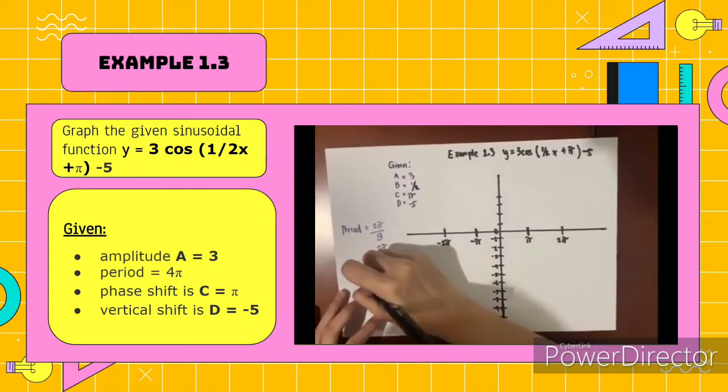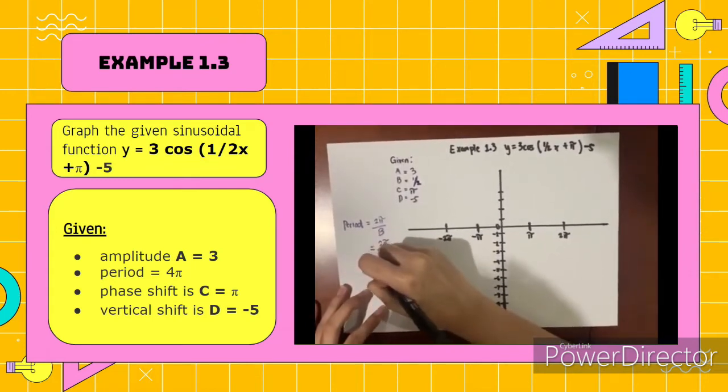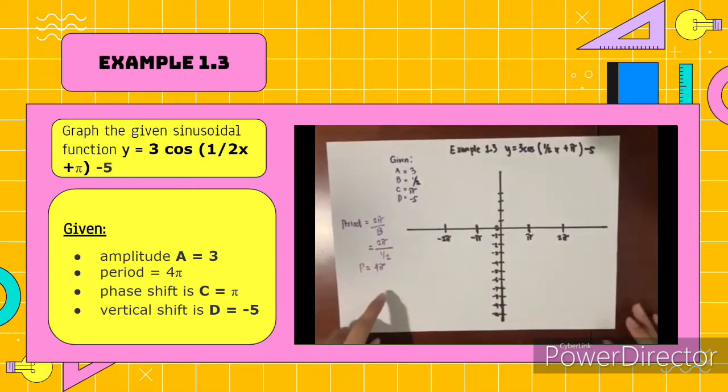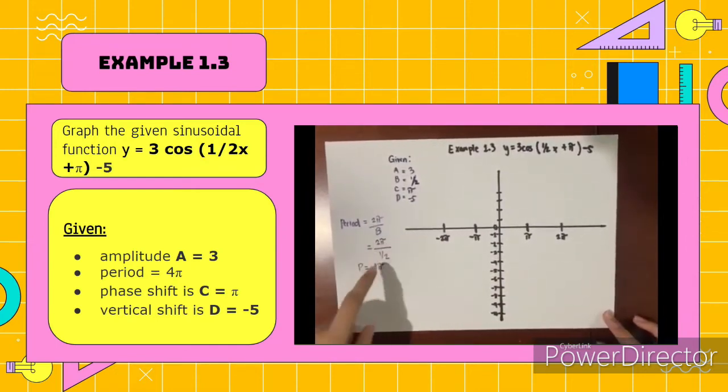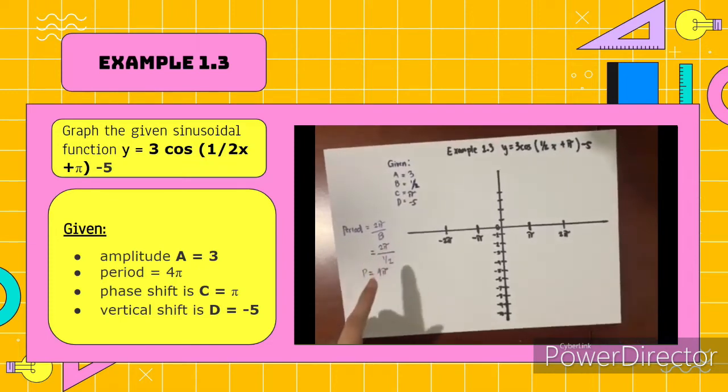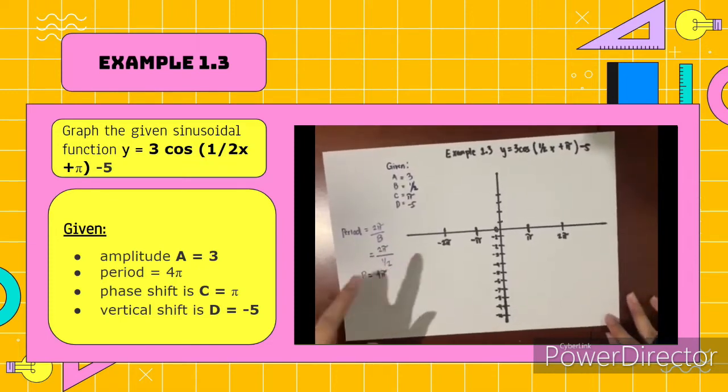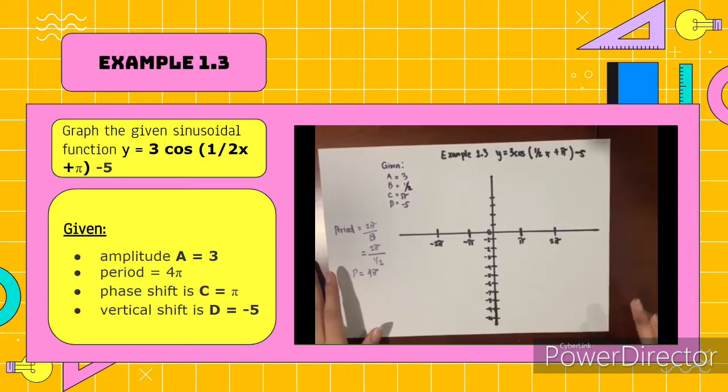divided by 1/2 is equal to 4 pi. Ayan, 4 pi. Bakit naging 4 pi? I-multiply mo lang yung 2 pi sa resiprocal ng denominator. Since ang denominator ay 1/2, ang reciprocal ng 1/2 ay 2 over 1 pi. So, 2 pi times 2 is equal to 4 pi.